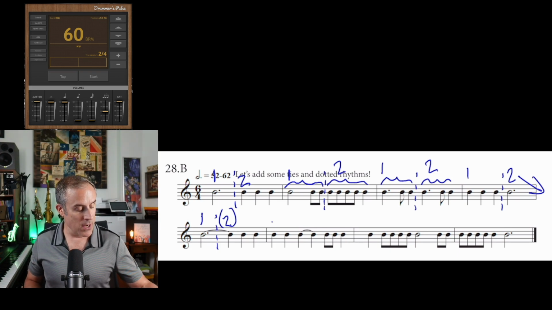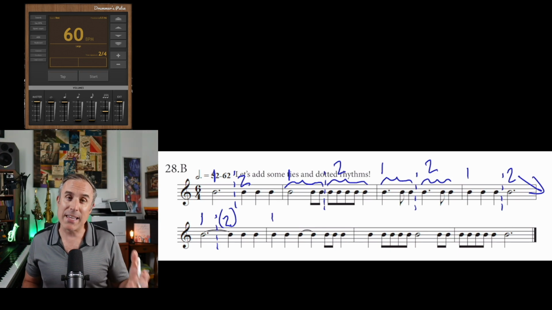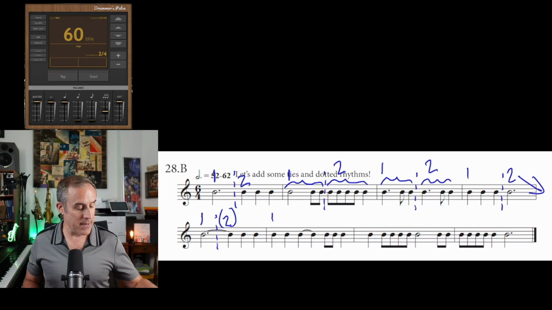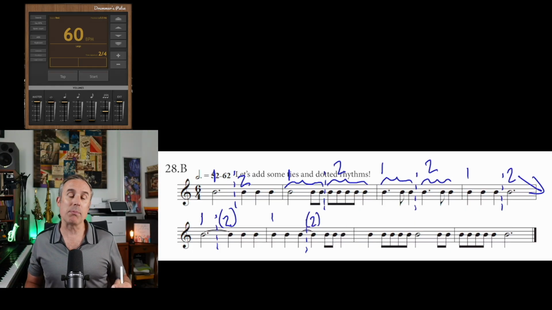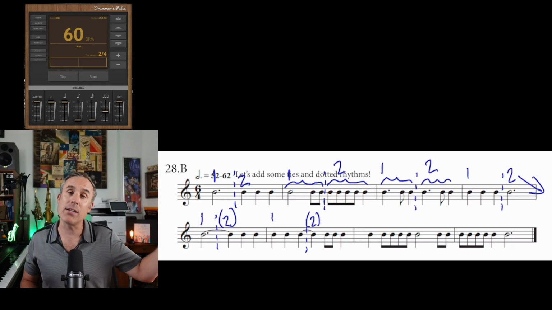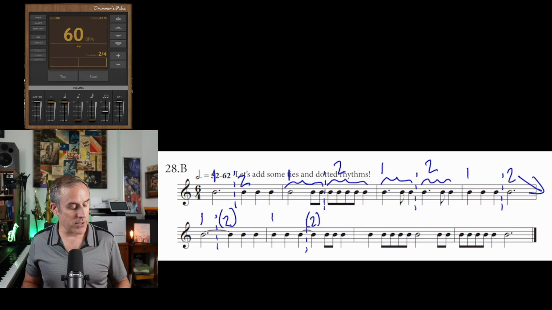Going to measure 6, we have ta, ta, ta. Again, the subdivision of the beat. The invisible bar line will go under this tie. We have another tie connecting us again to beat 2 that I will parenthesize because we will not re-articulate that quarter note. And then we'll say ti, ti, ta to finish off beat 2 of measure 6.